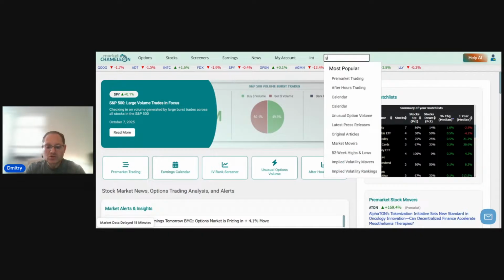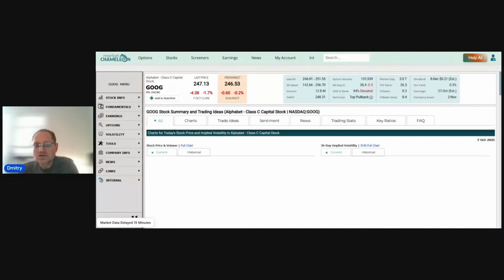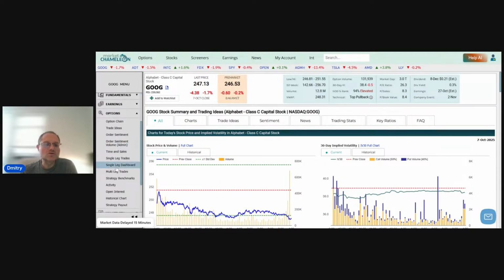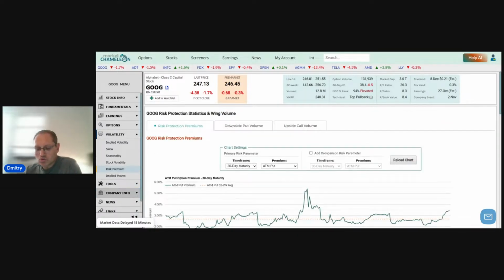So I'm going to go to Google by typing in the symbol in the search box, clicking enter. This will take us to the Google main summary page, and on the left-hand side, we're going to click on options on the menu, and then slide down to, I think it's under volatility. Under the volatility, we see risk premium. So we're going to click on this, and this will bring us to a tool that allows us to chart risk premium for the symbol that you're on.